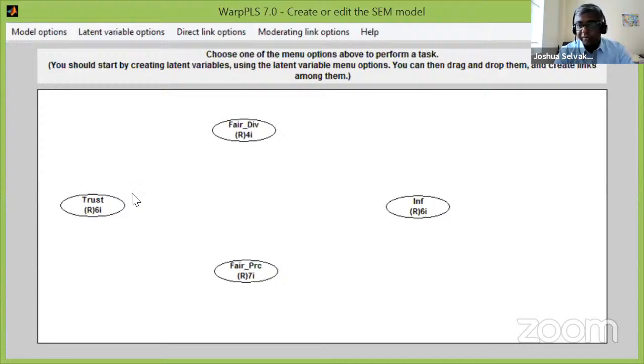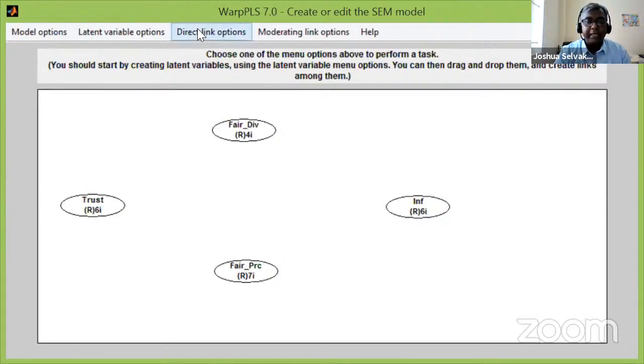So now let us build our theory. Now we have the theory ready. What I'm proposing is, if there is trust within the members, then there will be fair division, then there will be fair practice. If these two are there, that will lead to information flow. So this is our theory.